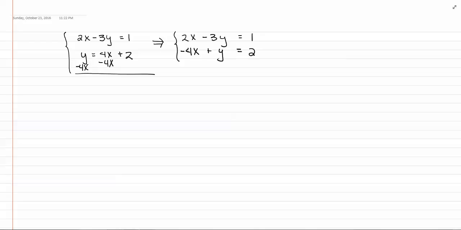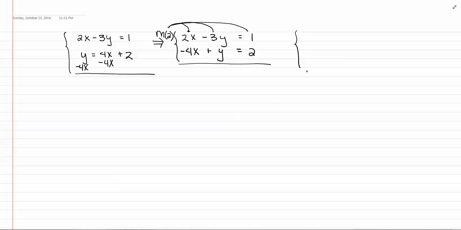And then it's my choice as to what I want to eliminate. So if I want to eliminate the x's, I want to multiply the top equation by some number so that when I add it to negative 4x, it'll cancel out. So if I put a multiply by 2, 2 times 2 is 4, which is the opposite of negative 4, so those will cancel out nicely. But I have to multiply everything by 2 in that line.